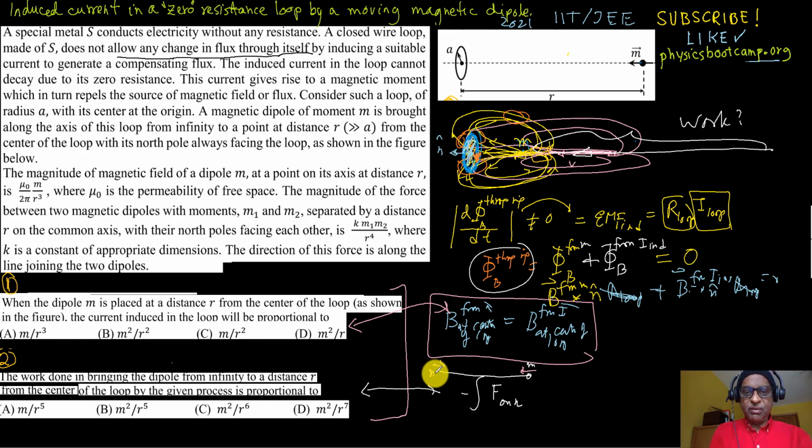So this is M from the current, and this is M, physical M. The force between these two, if the distance is r, is given by this formula. So all I have to do is integrate this from infinity to r. If I do this, I should have solved that.